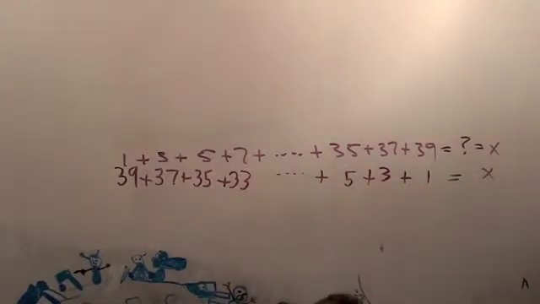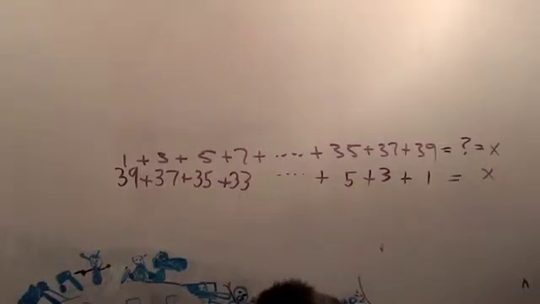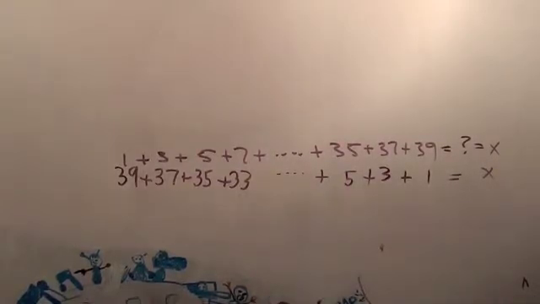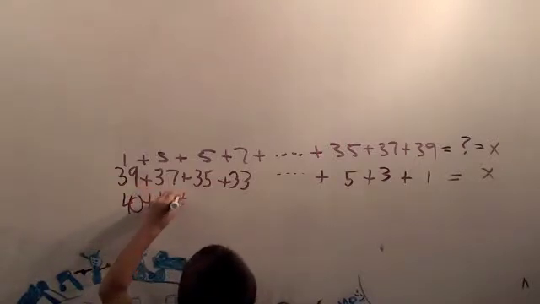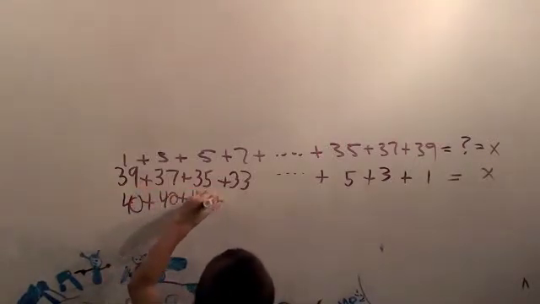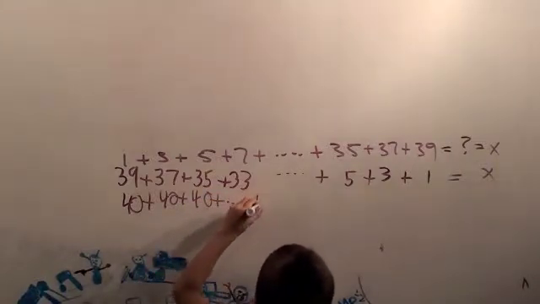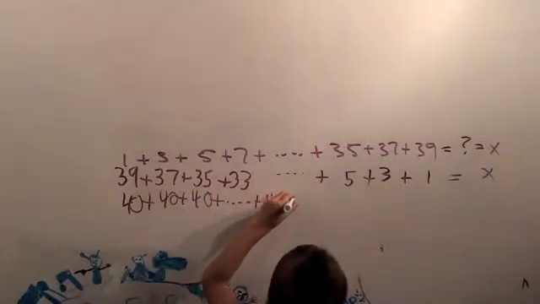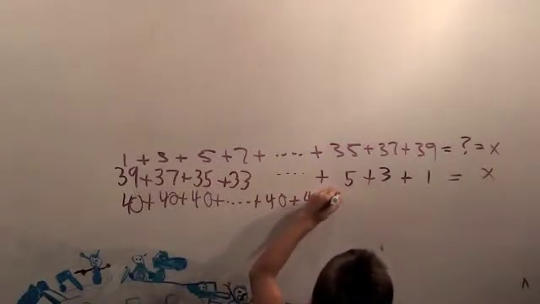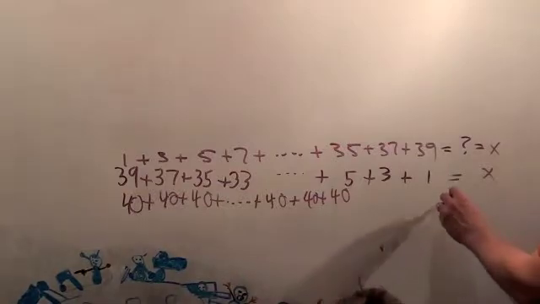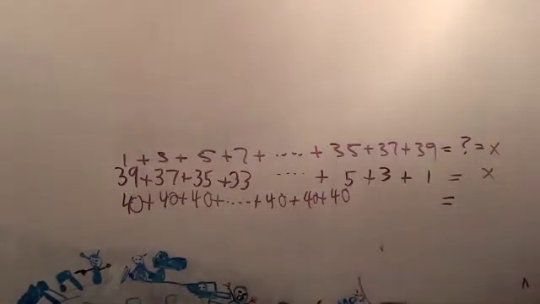We add those two equations together and we get a bunch of 40s. Okay, go ahead and write out all your 40s. 40 plus 40 plus 40 plus ... plus 40 plus 40 plus 40. And what does that equal when you add those two equations together? Well, that's going to equal 20 times 40.